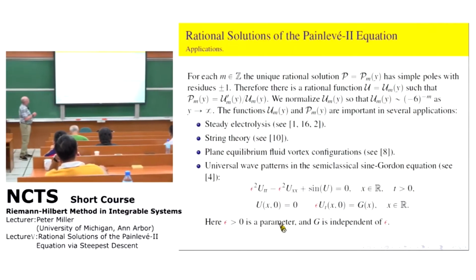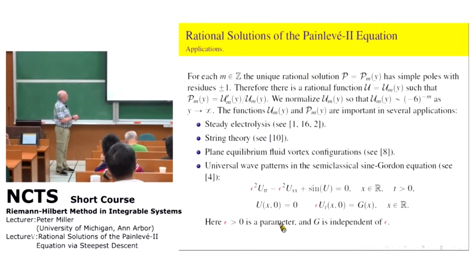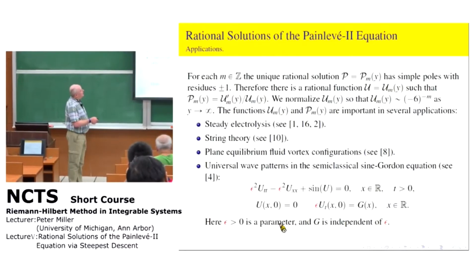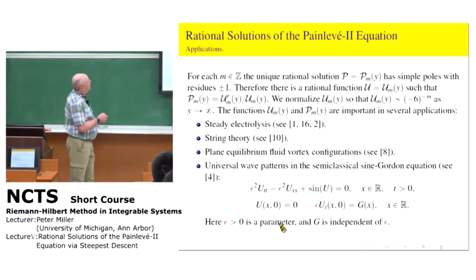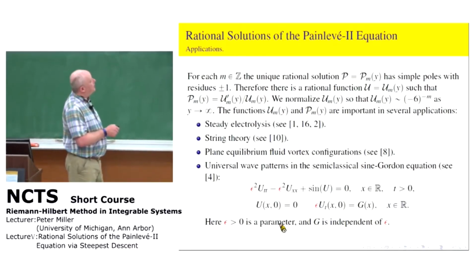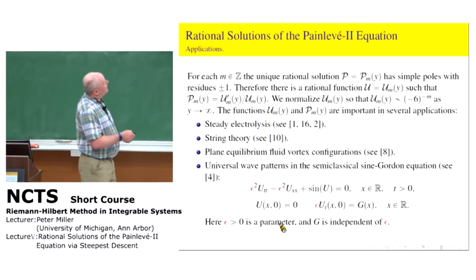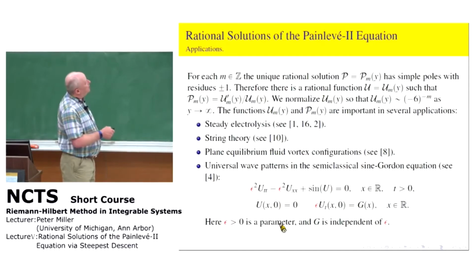Well, so for each m in the integers, the unique rational solution, we'll call it p sub m of y, has simple poles with residues plus or minus 1, as we pointed out. Therefore there's some rational function u sub m of y such that p sub m is the log derivative of u sub m. That's just by integration, really. We're going to normalize this u sub m so that it behaves near y equals infinity like minus 6 to the power minus m. So that's the constant there as far as y is concerned.